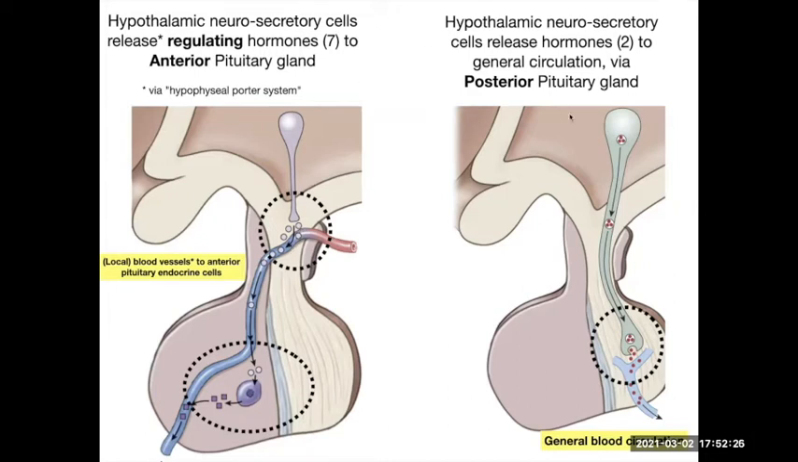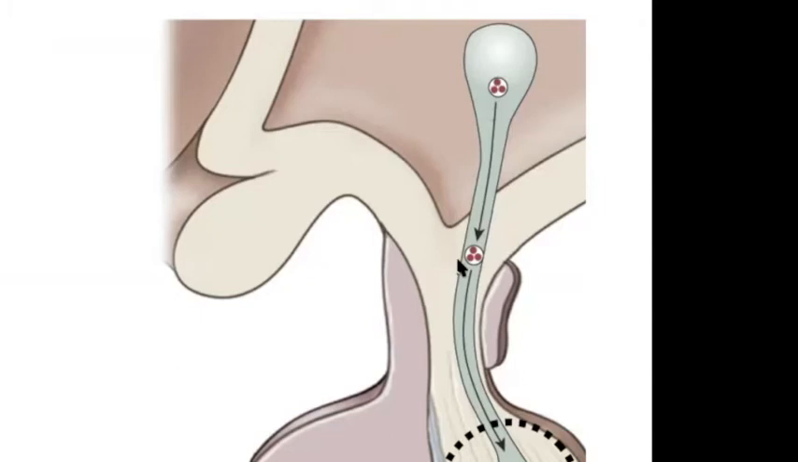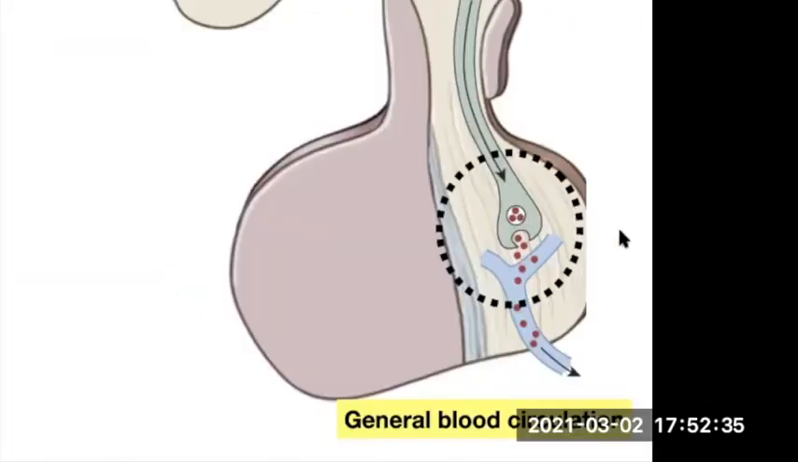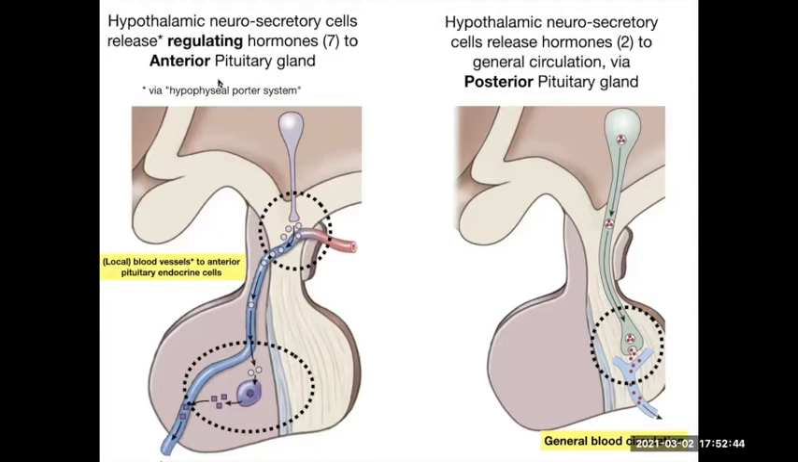Meanwhile, the posterior ones, really they're just using this posterior part as a conduit, right? All they're doing is making the hormones. They're bringing them down here and they're connecting to all these blood vessels that are within the posterior pituitary gland and releasing them right into the bloodstream. So the anterior pituitary gland is getting hormones from the hypothalamus. The posterior one is really just like a conduit. It's like via the posterior pituitary gland. And then this goes into general blood circulation.